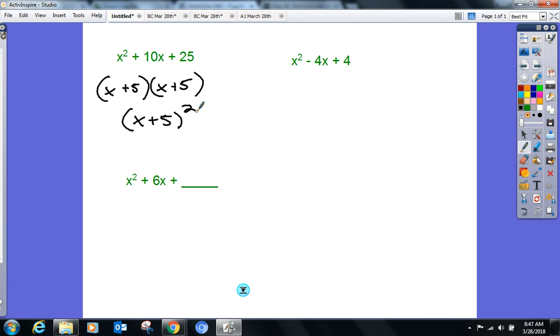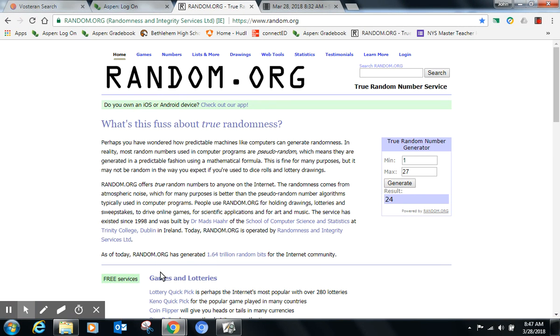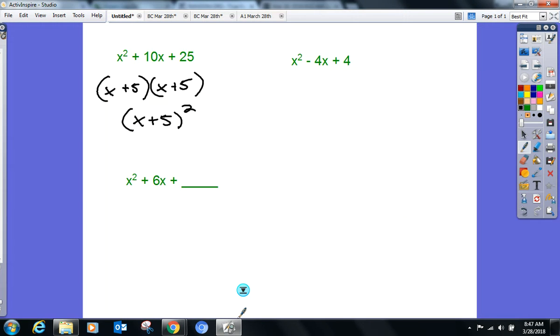Somebody help me factor that one. X squared minus 4x plus 4. Who wants to help me factor? No GCF. And as we know, we could rewrite it as?